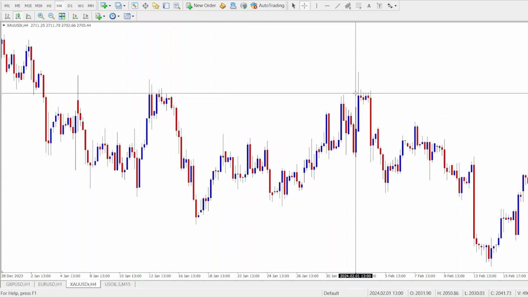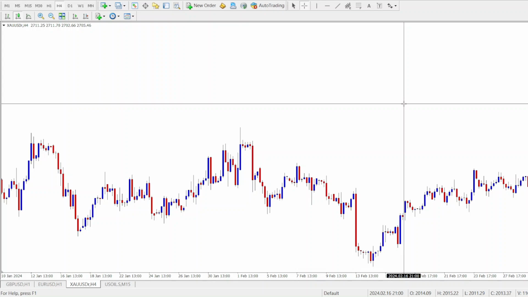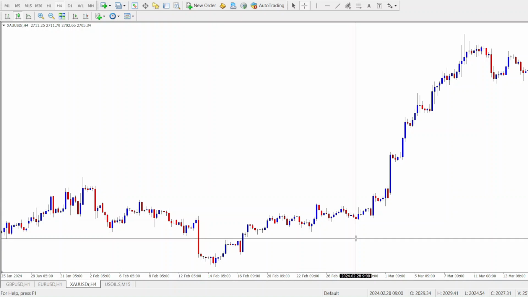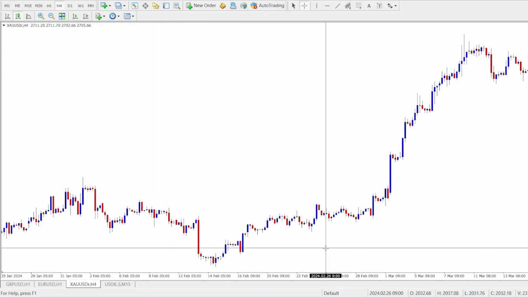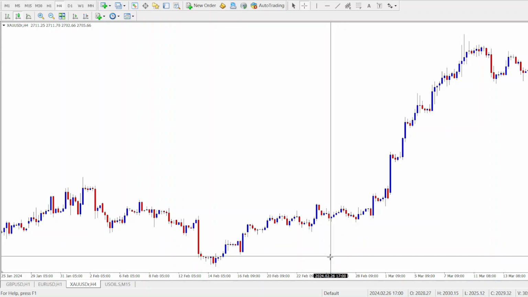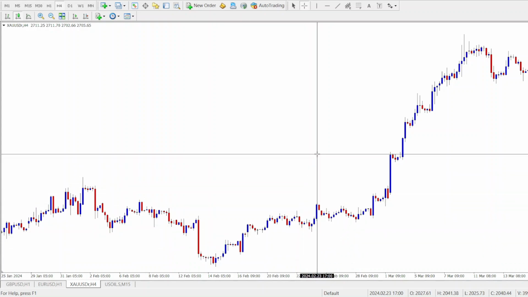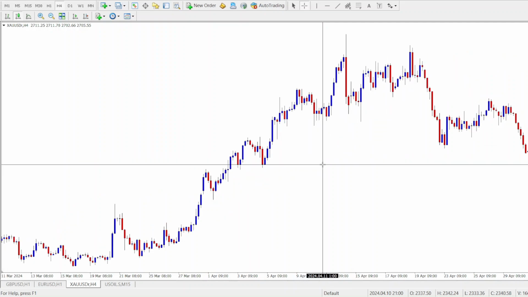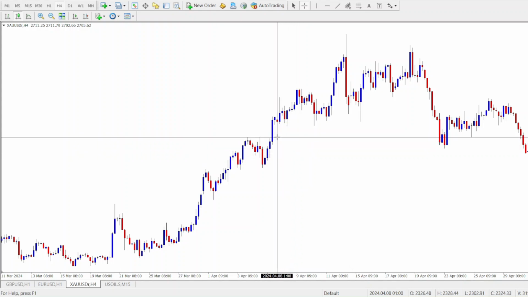Let's check if we can see a pin bar somewhere. A pin bar is usually a candlestick that has a small body with a long lower or upper wick. If it is a hammer, it has a long lower wick. If it is an inverse hammer, it has a long upper wick. We can see a hammer here.